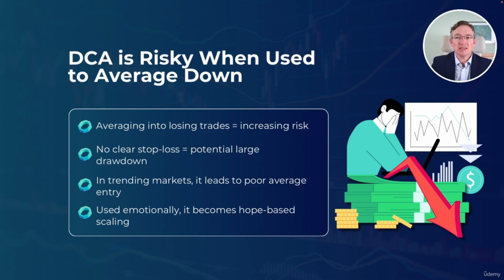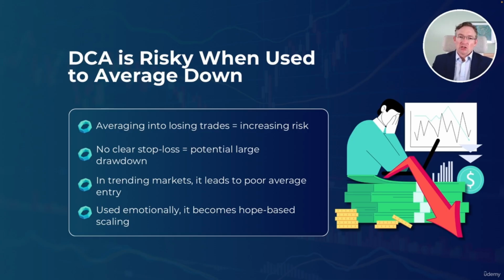So here is the key distinction, right? Dollar cost averaging is a structured, long-term strategy used to build exposure over time. But averaging down is often an emotional reaction to a losing trade. So the first one, dollar cost averaging, is part of a plan. The second one, averaging down, is usually because of a lack of a plan.